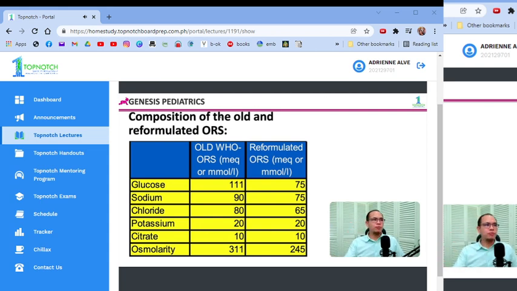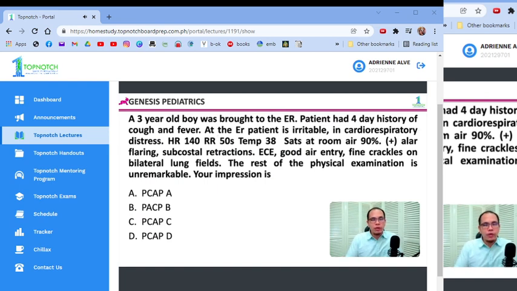So for our next case, you have a 3-year-old boy who was brought in the ER with a 4-day history of cough and fever. At the ER, the patient is irritable in cardiorespiratory distress with a heart rate of 140, that's tachycardic, RR of 50, that's tachypneic, temperature of 38, and a saturation at room air of 90%. There's noted alar flaring, subcostal retractions, okay? There's equal chest expansion, good air entry, and there's fine crackles on bilateral lung field. The rest of the physical examination is unremarkable.